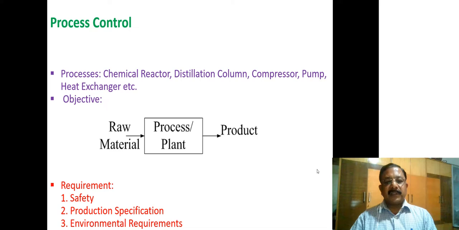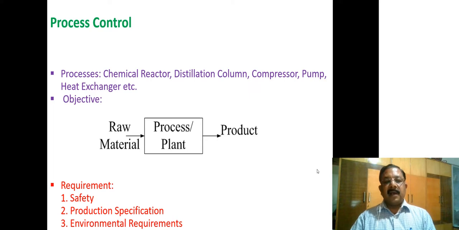What is a process? A process is a sequence of operations that can be performed to complete a specific task. So the figure indicates that a raw material is the input that is fed to the process or a plant, and after processing it comes out in the form of a product.